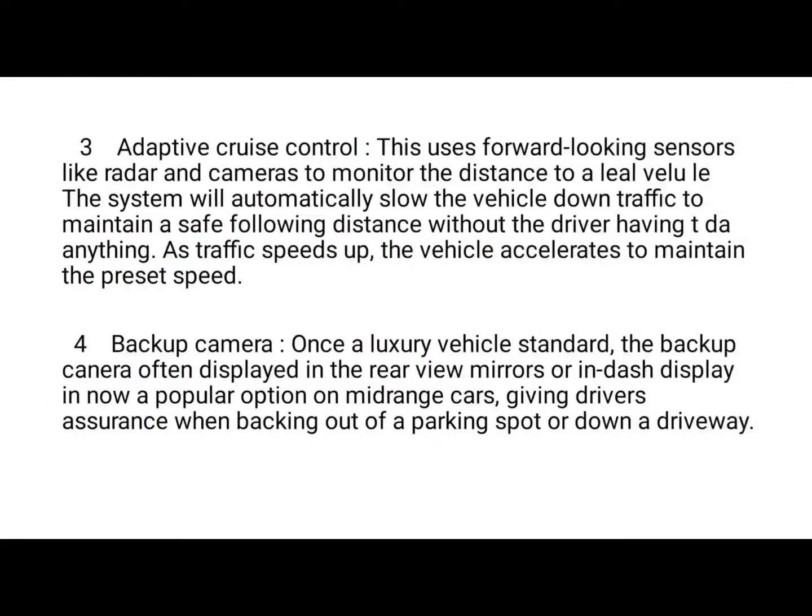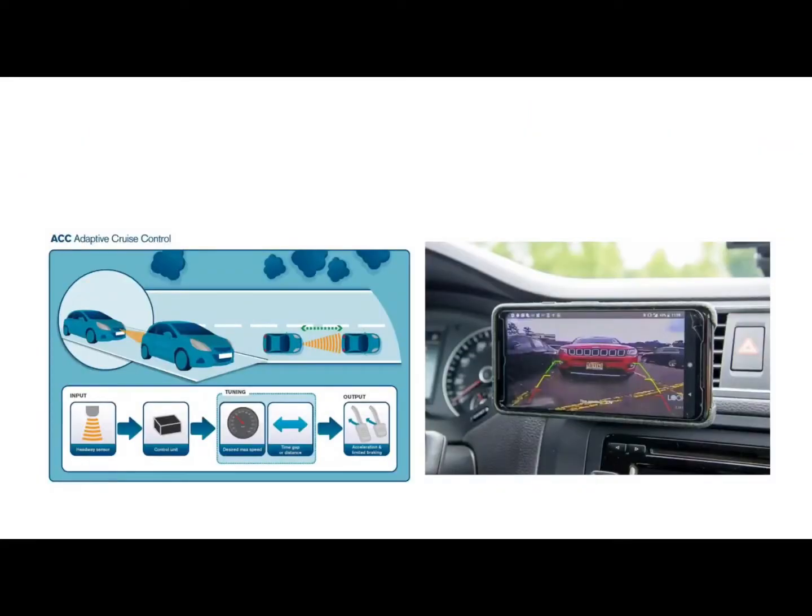In the adaptive cruise control system, the description I have given is written in a very simple manner which is very easy to understand. This uses forward looking sensors like radars and cameras to monitor the distance of the lead vehicle. Okay, this was a typing mistake by me, it is lead vehicle, please. Now in the next slide I will show you this adaptive cruise control system.